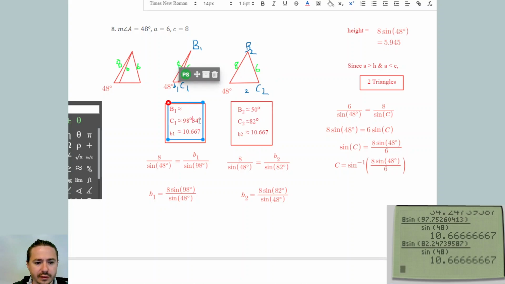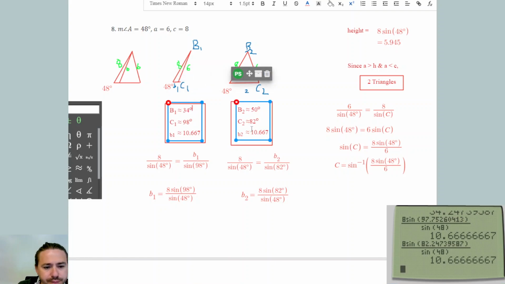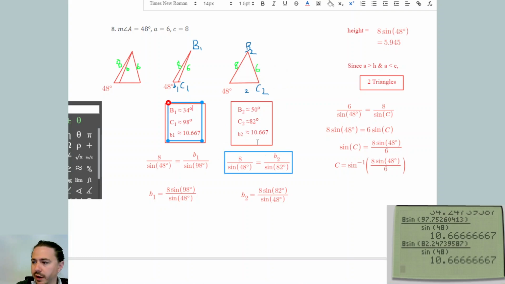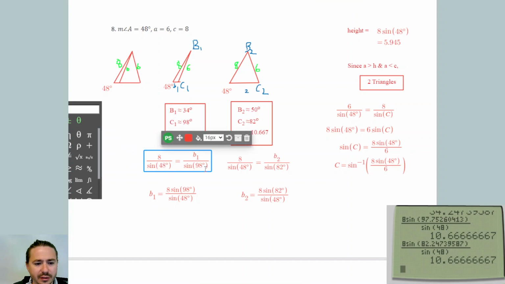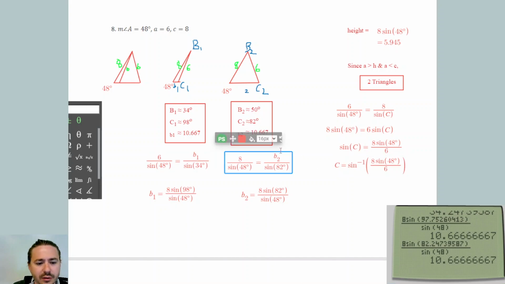So we're going to have to go back and fix this. I got the wrong angle measures here. Okay, so let's go back. We're probably going to have to fix that last one too. So 8 is this sine. Wait a minute. Wow, what did I do here? I really messed this one up. Sorry, y'all. This should be 6 times the sine of 48. 6 over the sine of 48 equals B1 over the sine of 34. Yeah, geez, I just totally bungled this whole thing.